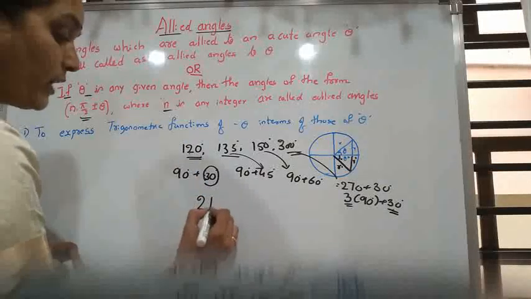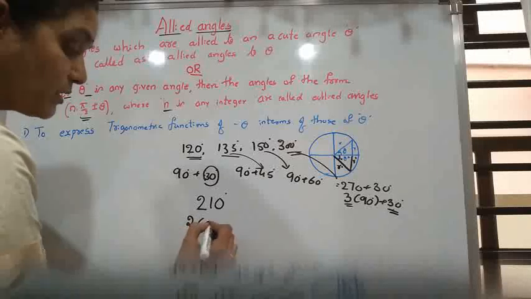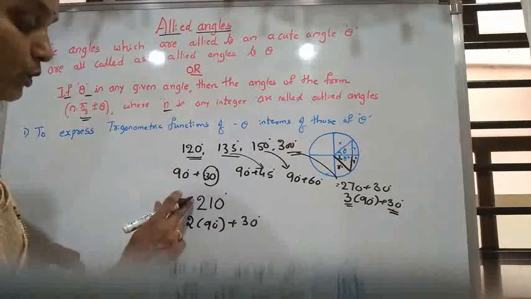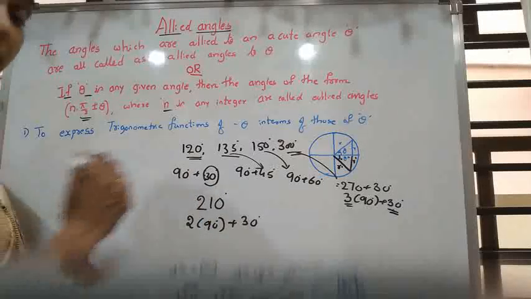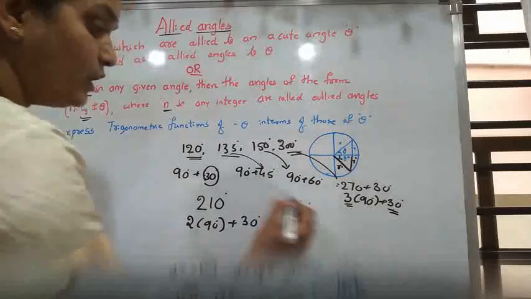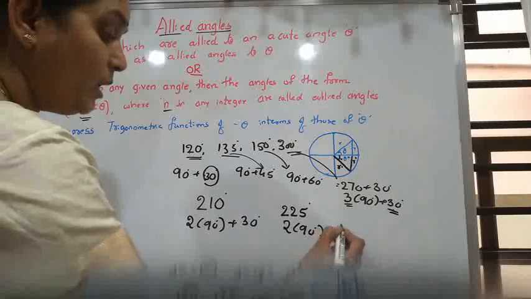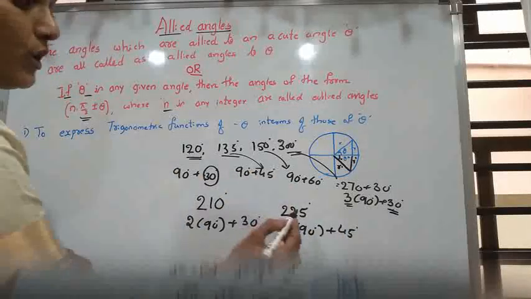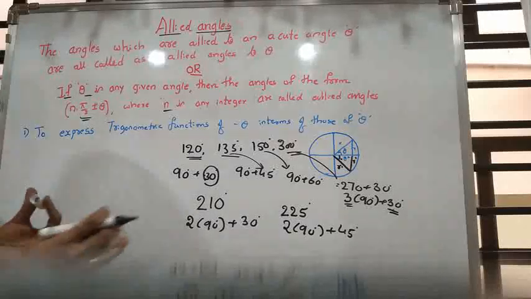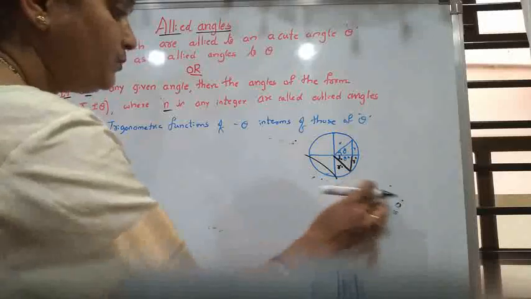Suppose I consider one more angle, say 210. I can write it as 2 times 90 degree, that is 180 plus 30 degree. So 210 is allied to 30 degree. Similarly, any angle you can take. Suppose I take the angle as 225 degree. How can I write it? 2 times 90 degree plus 45 degree. So here 225 degree and 45 degree are allied to each other. So this is the meaning of allied angles.